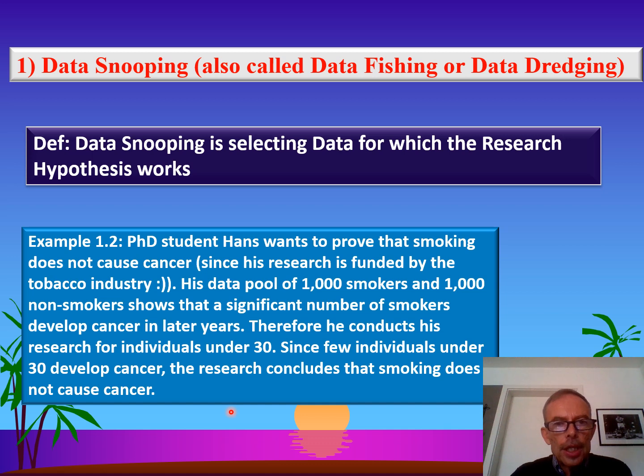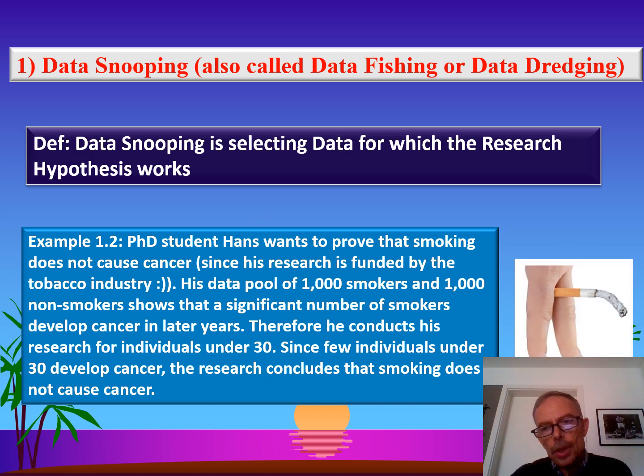Is that data snooping? Definitely, right? Because Hans only does his research on selective data, which is not representative of the whole population. So this is data snooping, and it's statistical cheating. In a second I'll show you how to catch those cheaters. Yeah, smoking, never a good idea.